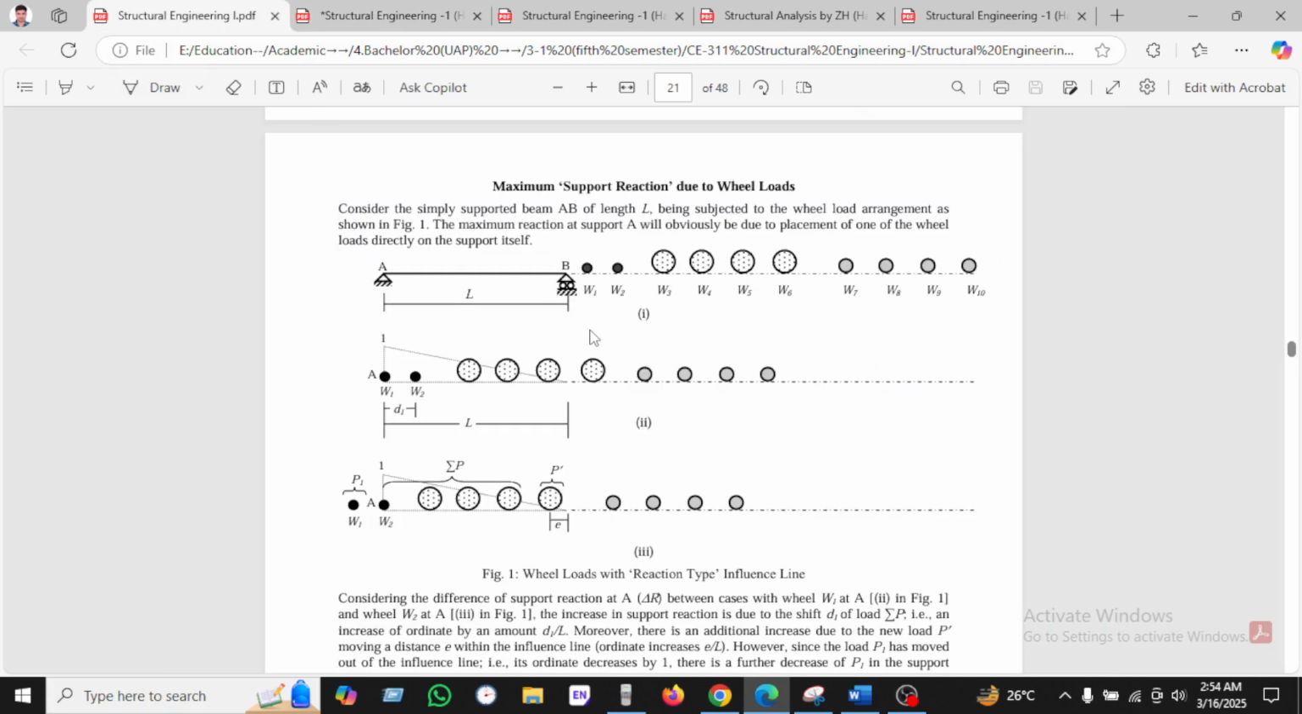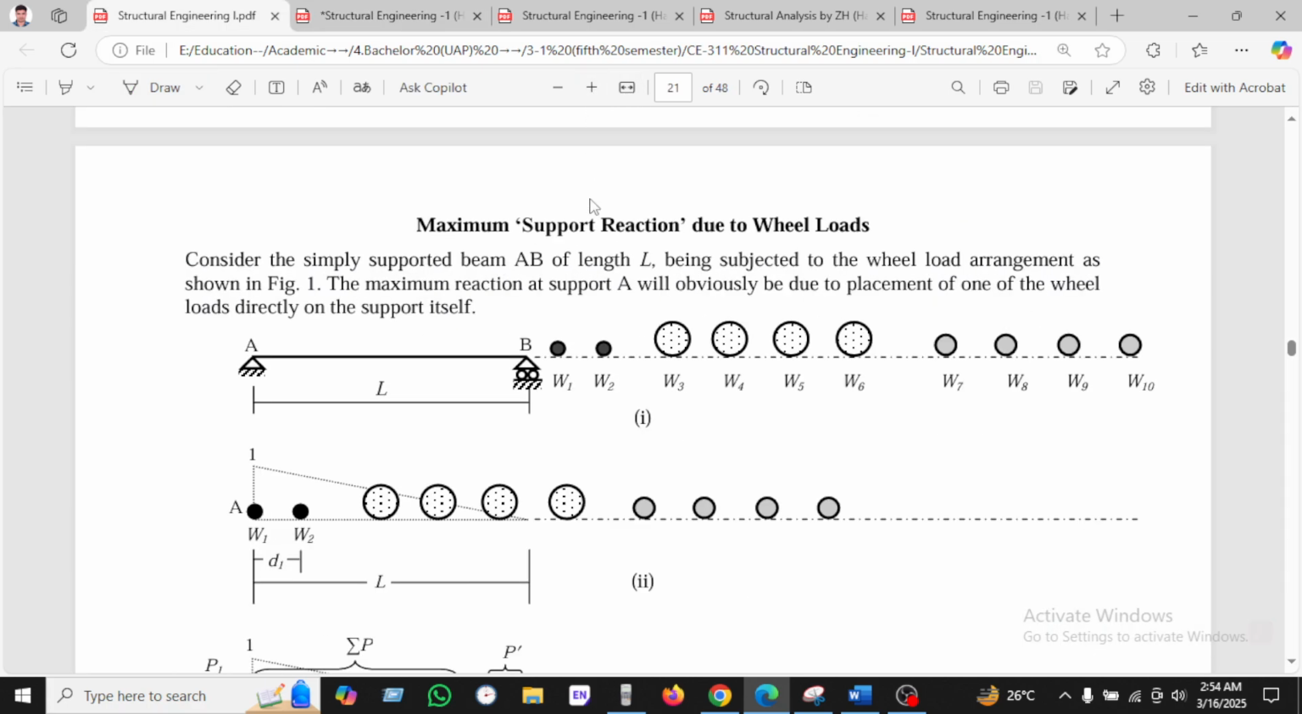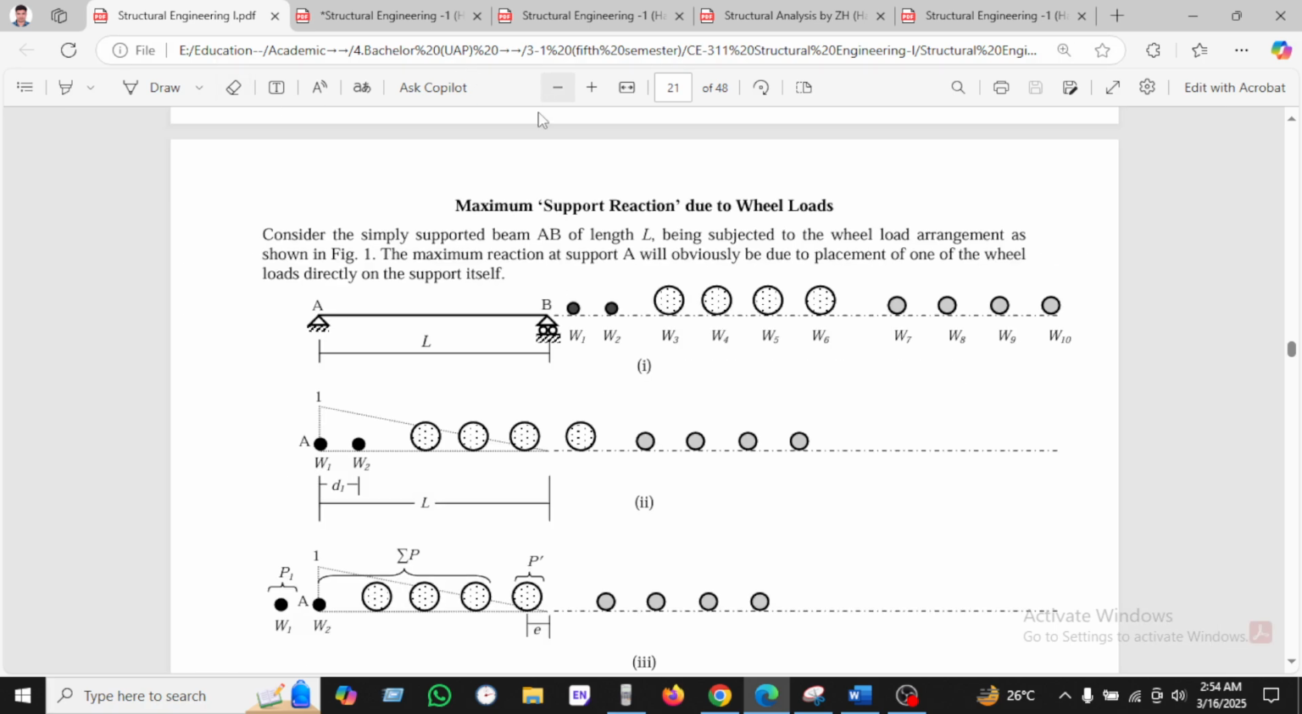So let's see, this is taken from Professor Dr. Karanam sir, Universal Research, Dhaka, Bangladesh. Maximum support reaction due to wheel load. Considering the simply supported beam AB, we have seen here B, and the length is given here, and the wheel loads are arranged as shown in figure 1.